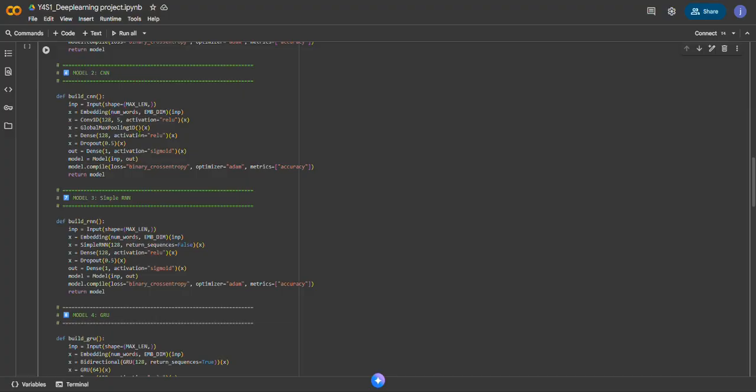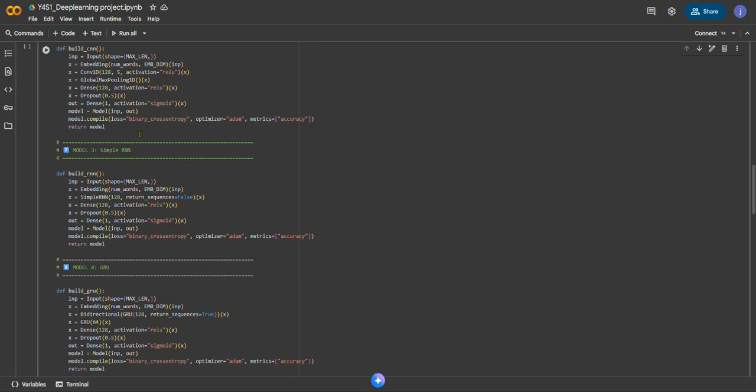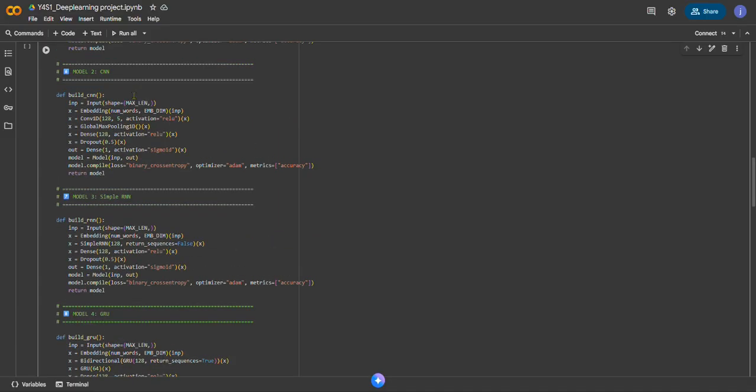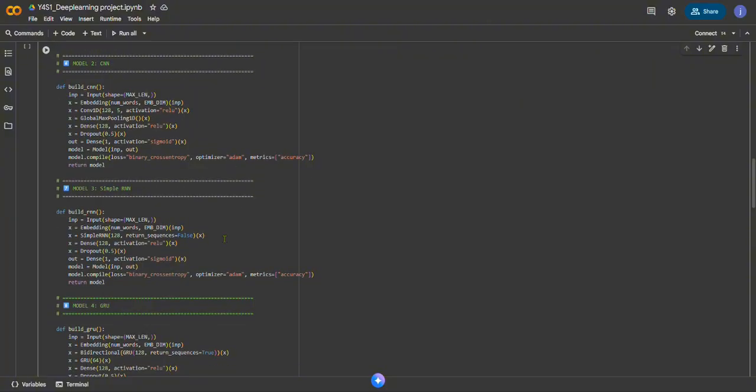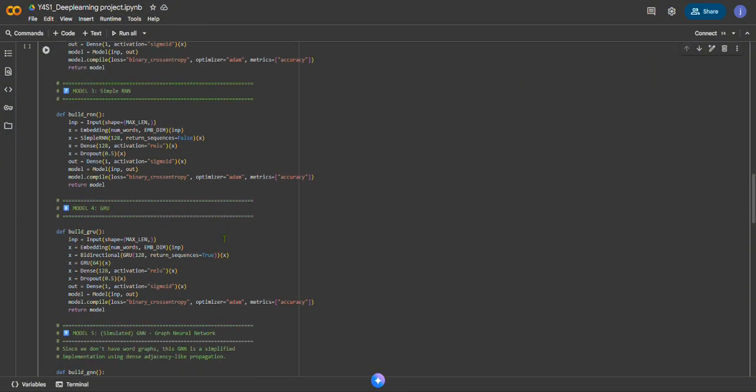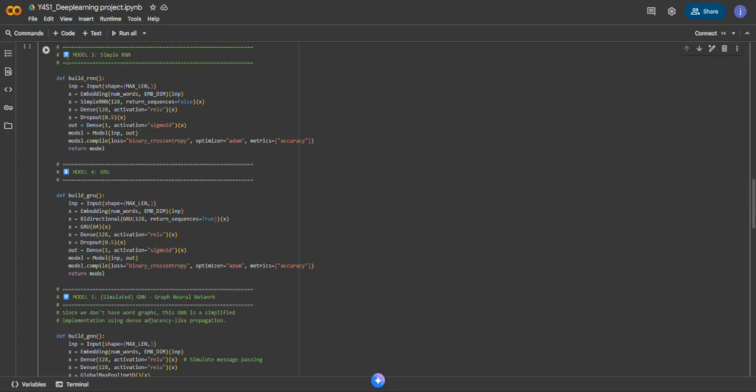Finally, I experimented with a GNN, or Graph Neural Network. In a real GNN, words are represented as nodes and their relationships form edges, allowing the network to understand complex connections. In my simplified version, I simulated this idea with dense layers that model interactions between word embeddings. Essentially, it lets the model learn how words relate to one another beyond just their order. All the models shared a similar structure.